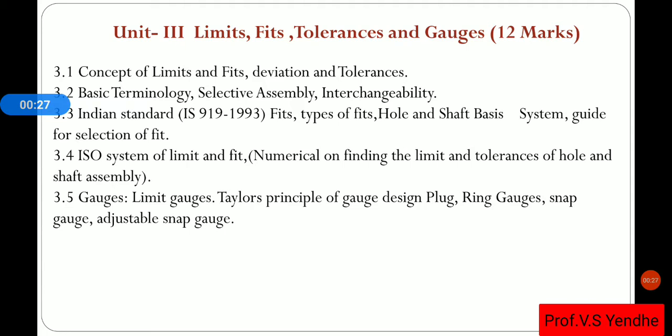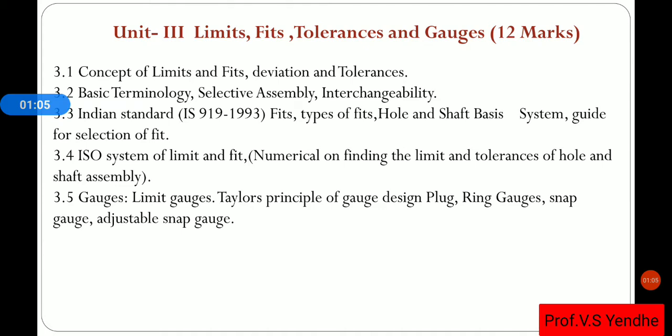The first point in this chapter is the concept of limits, fits, deviations, and tolerances. The second point is the basic terminology, selective assembly, interchangeability. The third point is Indian Standard IS 919:1993, fits, different types of fits. Then the hole and shaft basis system, guide for the selection of fits. Then the ISO system of limits and fits.